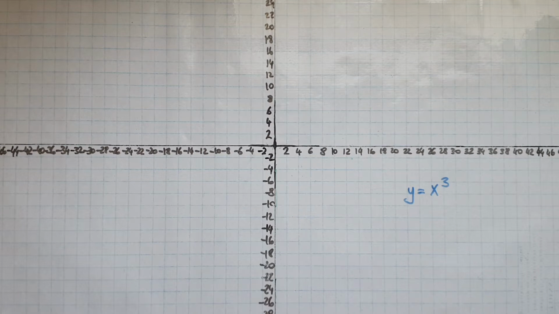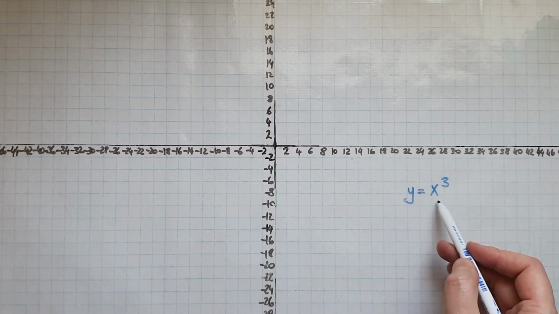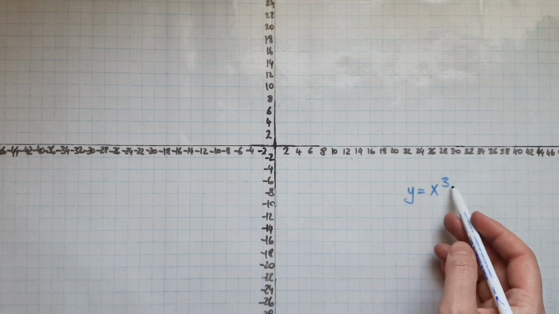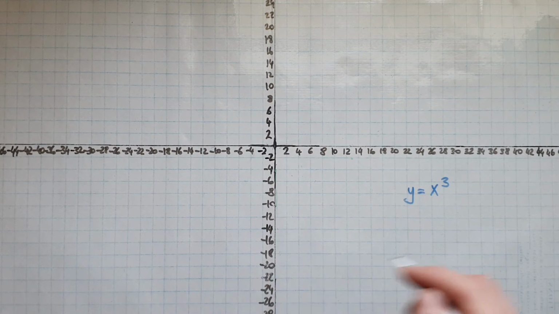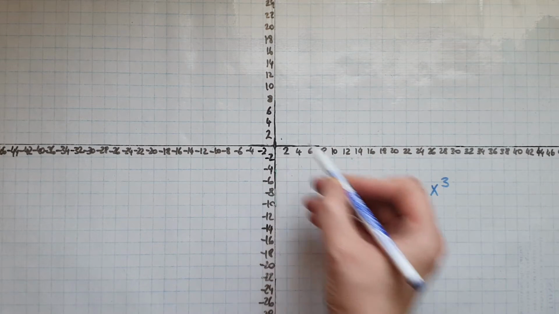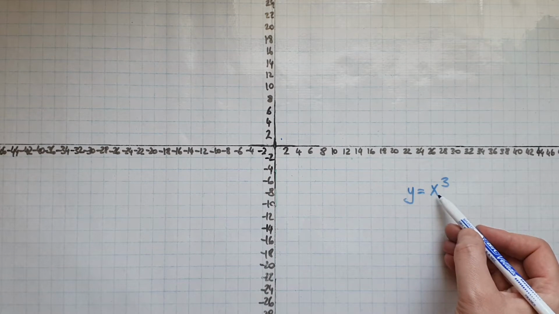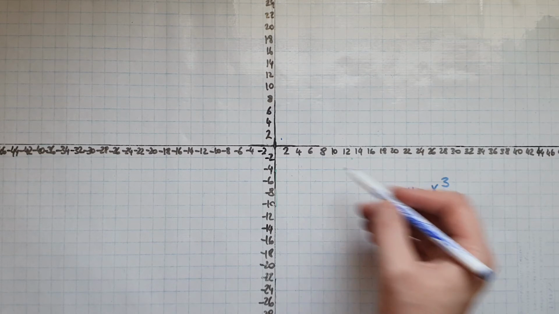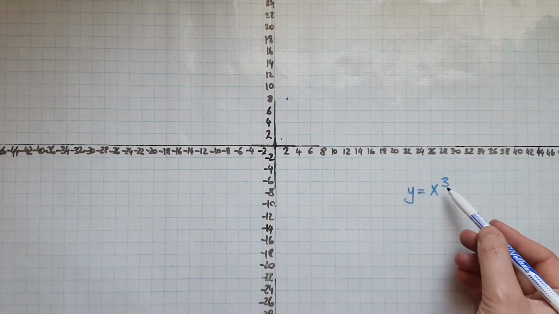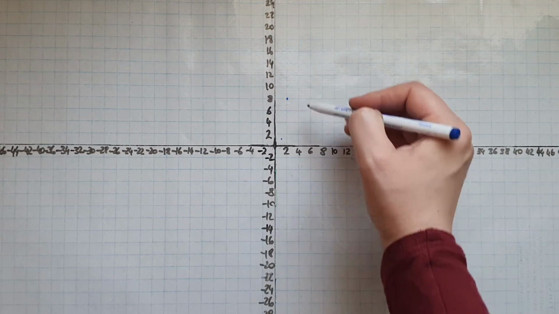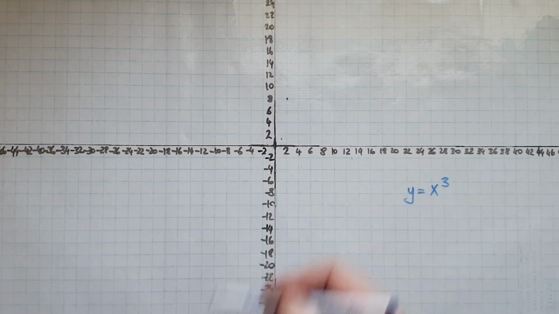So if I try and plot that, when x is 0, y is going to be 0. When x is 1, y is going to be 1, because 1 times 1 times 1 equals 1. When x is 2, y is going to be 2 times 2 times 2, which is equal to 8. When x is 3, y is going to be 3 times 3 times 3, which is 27. So it goes up, as you can see, very quickly.